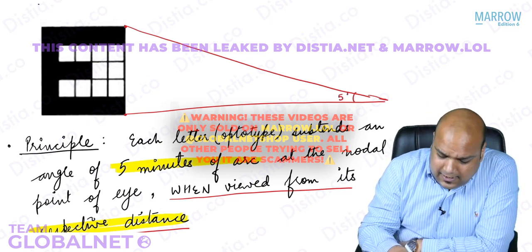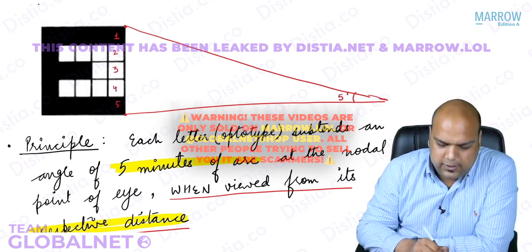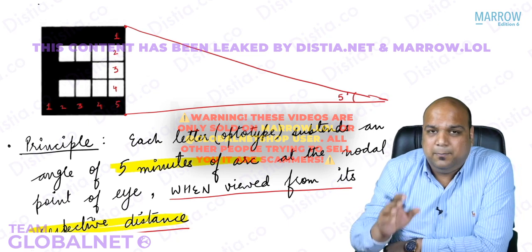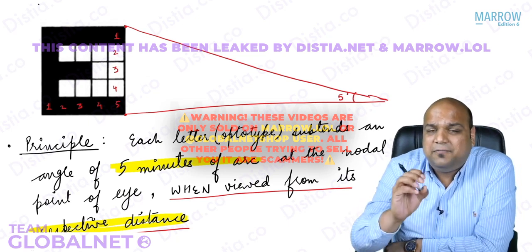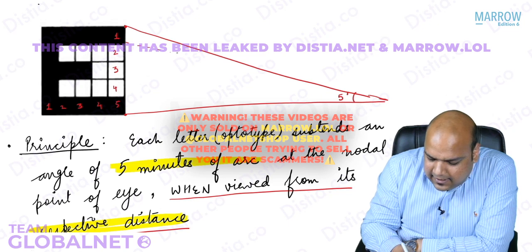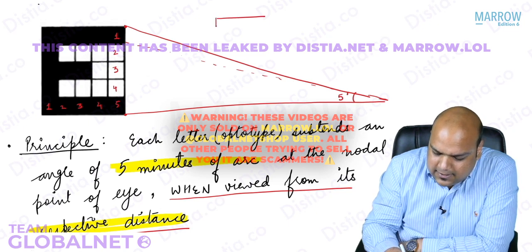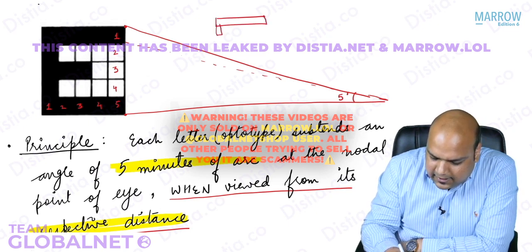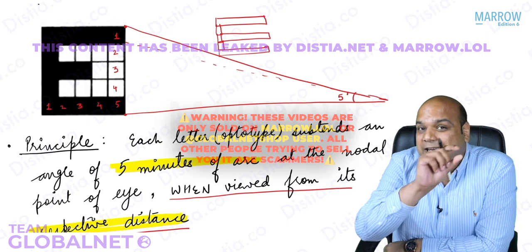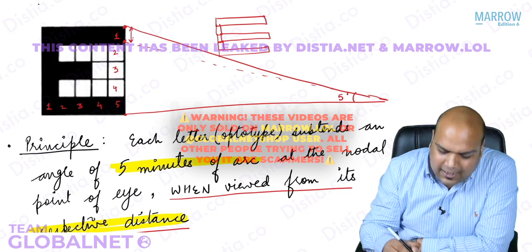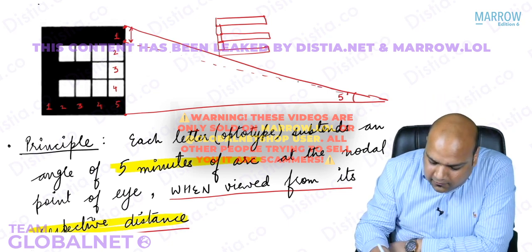But each letter is further divided into 5 parts, 1, 2, 3, 4, 5 horizontally, and 1, 2, 3, 4, 5 vertically. Both ways it is divided into 5 parts, such that each part of the letter, or I can say each stroke. See, if I'm writing E, this is my first stroke, this is my second stroke, this is my third stroke, fourth stroke, and then my fifth stroke. So the thickness of each stroke, everybody, is also divided in such a way that it will subtend an angle of only 1 minute.